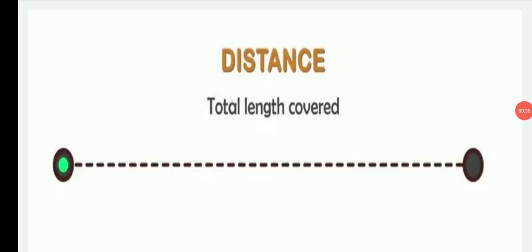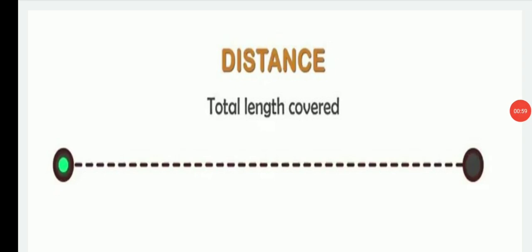So what is a distance? Simply, distance is a measurement of length between two points. It is the total length covered between two points. Now what is a displacement? Displacement is also length covered between two points. Then what is the difference between distance and displacement?